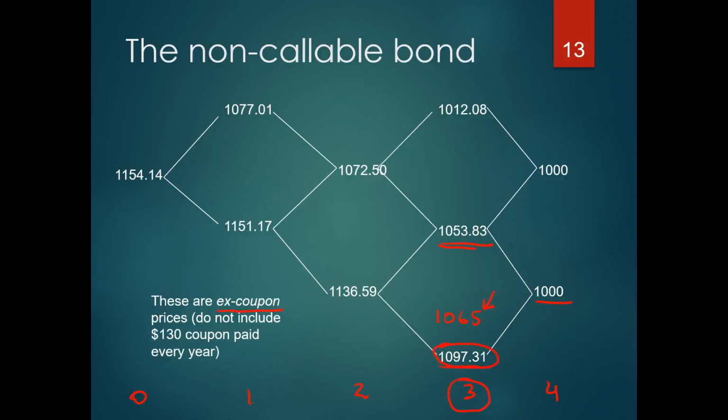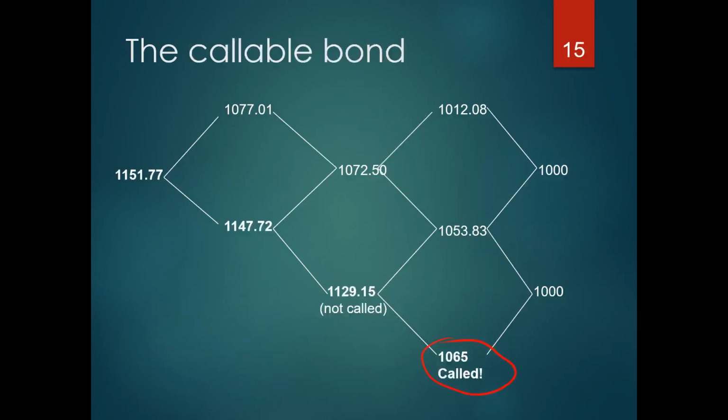So you would call the bond when the price exceeds your callable price of 1065. Why? Because the market price is 1097 and you can buy the bond for 1065. That means you're going to be saving some money. So when we put the price of the callable bond, instead of the 1097, we're going to put the 1065. So here the bond was actually called.